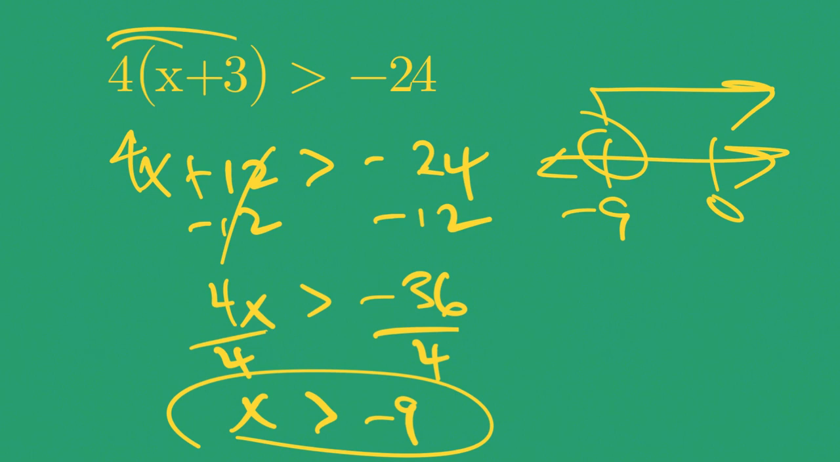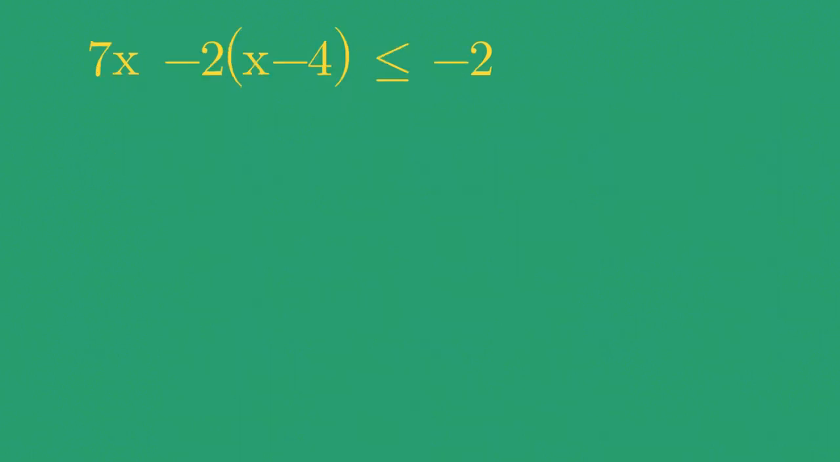Okay, any questions here? Does everybody have it down? We got it? Okay, let's go to that one. 7x minus 2 times x minus 4 less than or equal to negative 2.